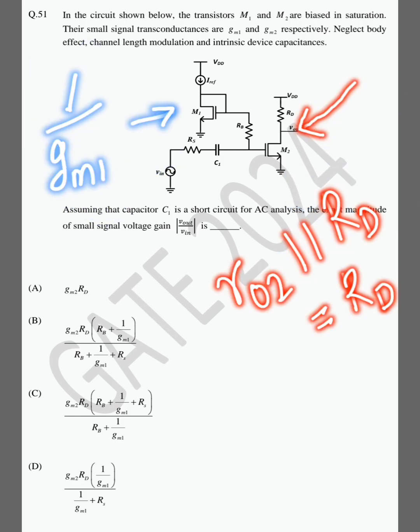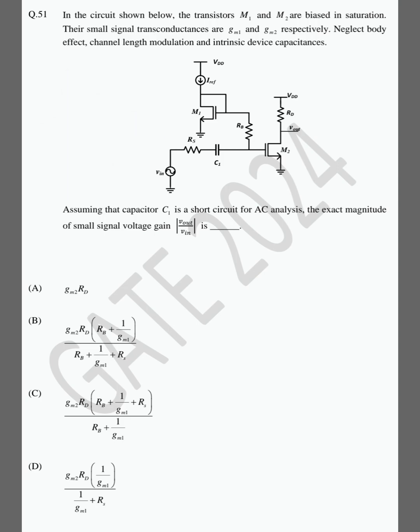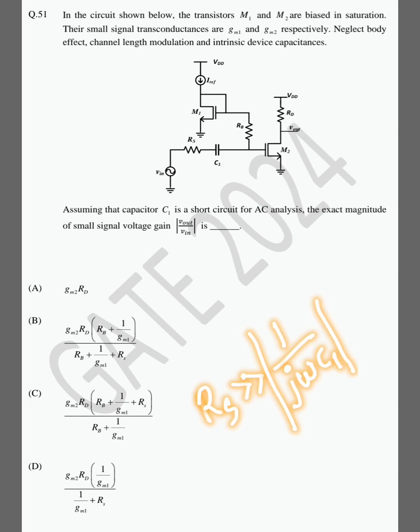For the directly connected M1, the impedance will be 1 by gm1. And at the output there are two resistances in parallel, RD and ro2. Since ro2 is infinite, the impedance at the output is only RD. Also, there is no intrinsic device capacitance like CGS, CGD; we are just ignoring that. And as I said, C1 acts as a short circuit for AC analysis. It means that for the AC voltages the equivalent capacitive impedance is very small compared to RS. So RS is much larger than 1 by j omega C1.